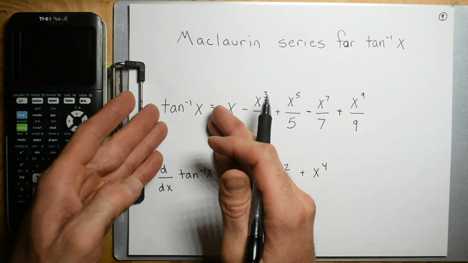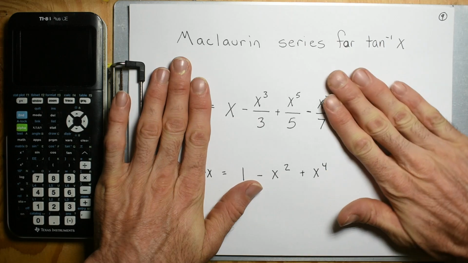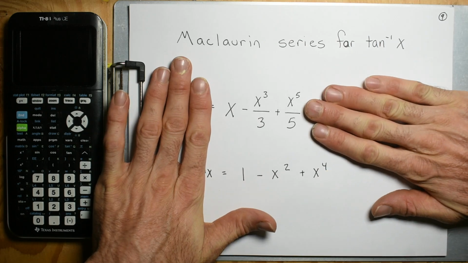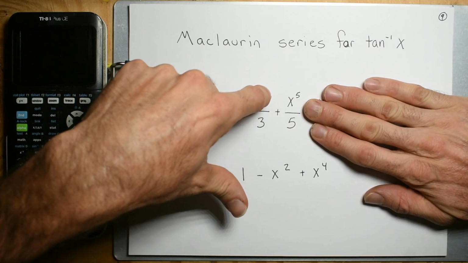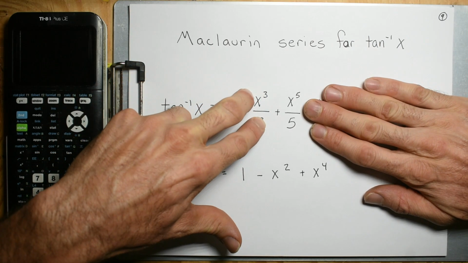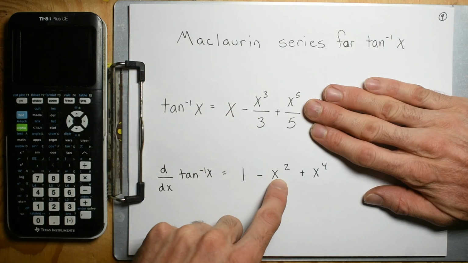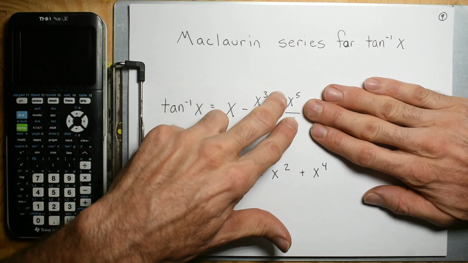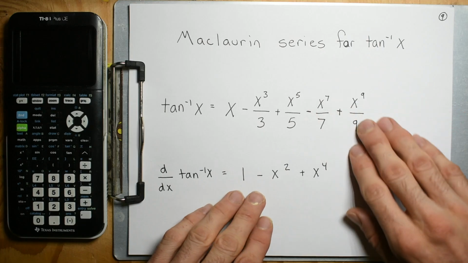Alright, so if this is the inverse tangent of x, you could just easily take the derivative of it. Let's just take these three terms and then take the derivative. Derivative of x is 1. Bring down the 3, the 3's kind of cancel, and the power drops, so this is just going to be negative x squared. Bring down the power, the 5's cancel, drop the power by 1, and we have x to the 4th. So there you go. We did it.